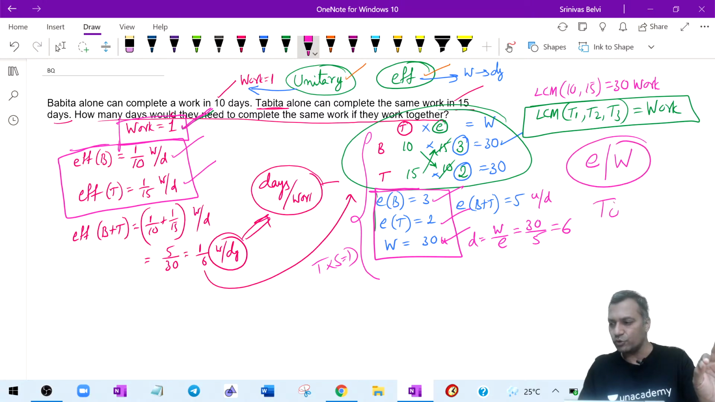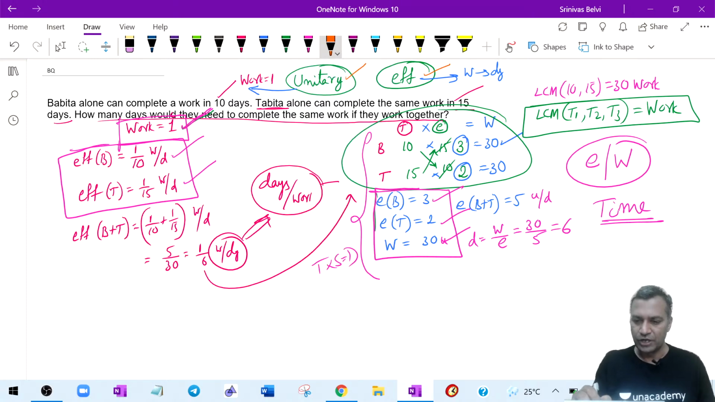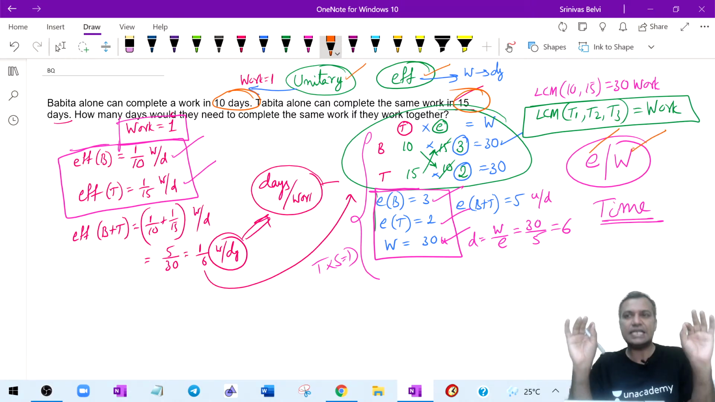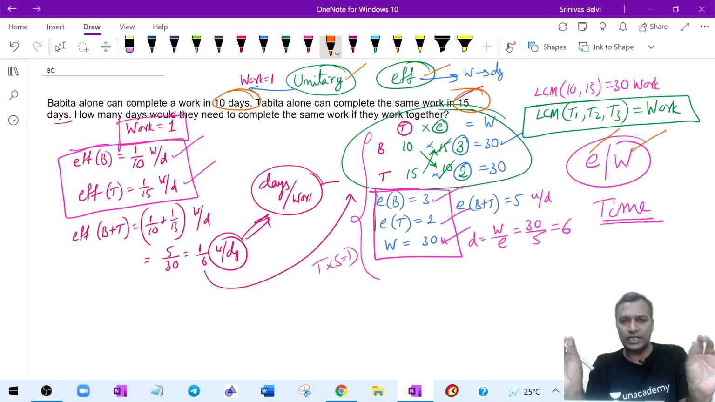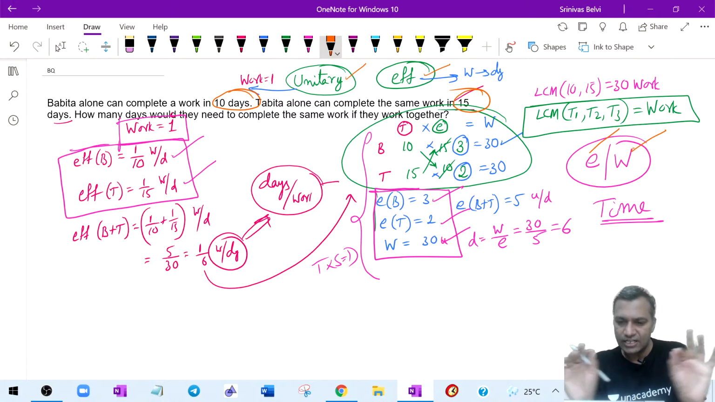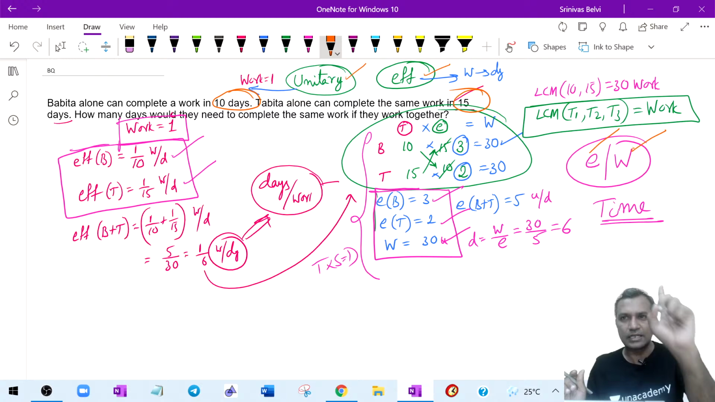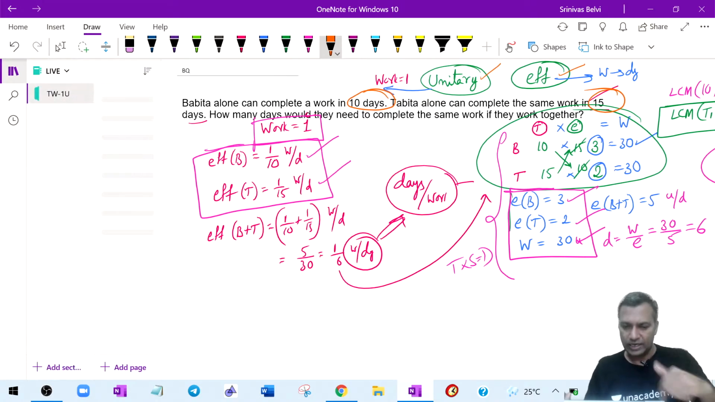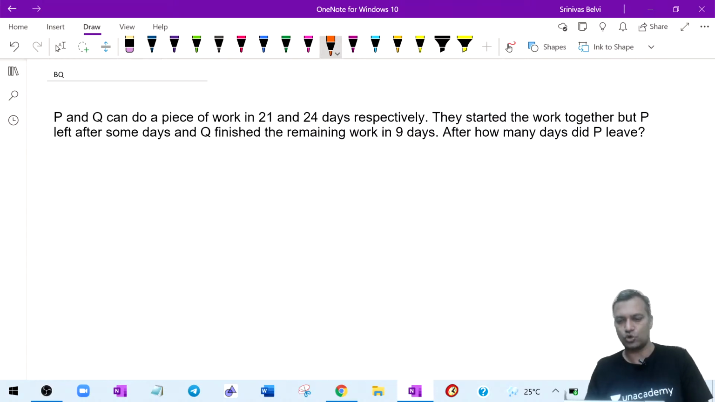Generally, what they give you is time. Look at this particular question once again. A takes 10 days to do the work, B takes 15 days to do the work. So what is not known? Efficiency is not known, work is not known. As long as you are clear that you have to find efficiency and work, if you get these two things, the rest is incidental. That is all you have to do there. The most important thing is efficiency. All right, let me do a few more questions. You will get the hang of this. No worries. It's a very simple topic.